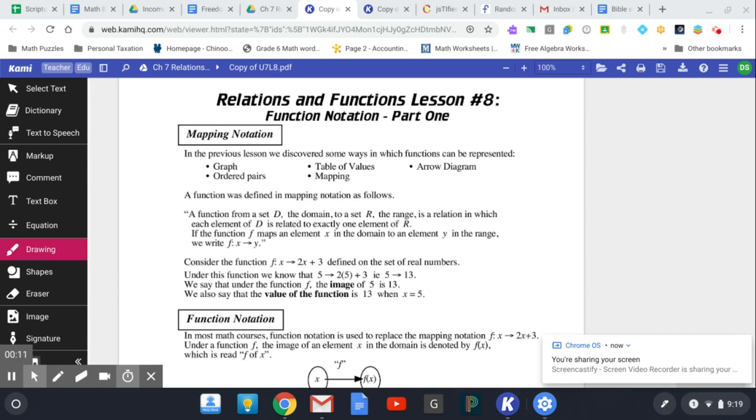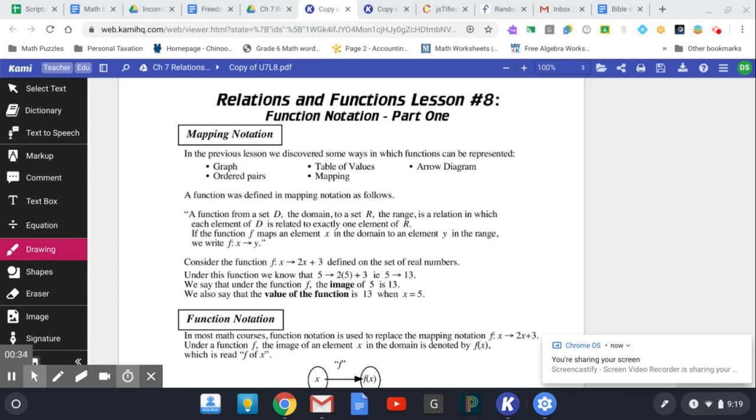So turn in your books to lesson number 8, function notation part 1. And we're going to start talking about what does it mean to be a function and how is it different from what you've already learned. And to be honest, there's just some notation that's different. A lot of it is the same as just an equation. So I'll just read this beginning paragraph.